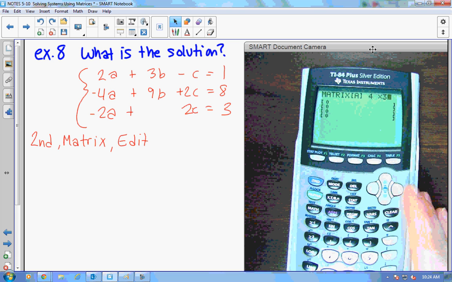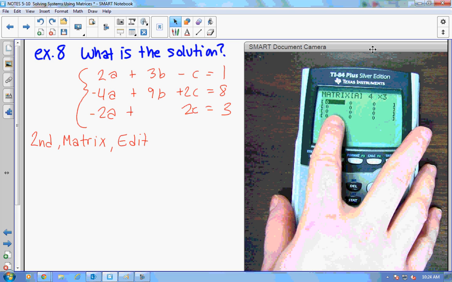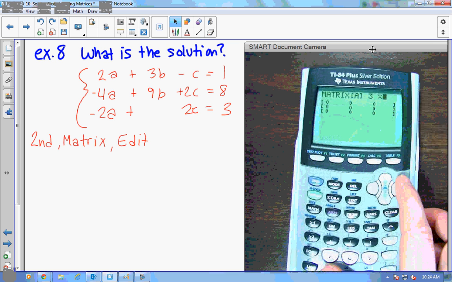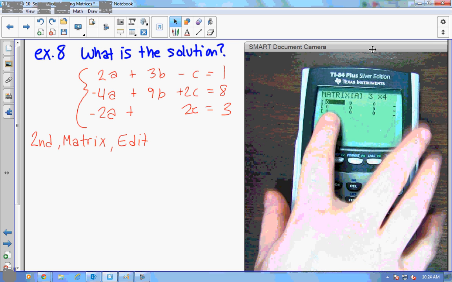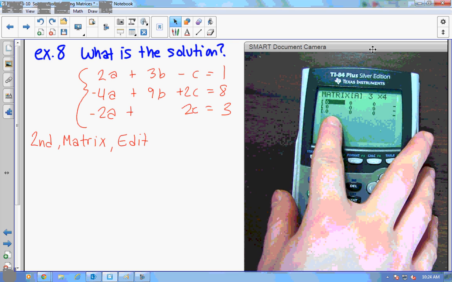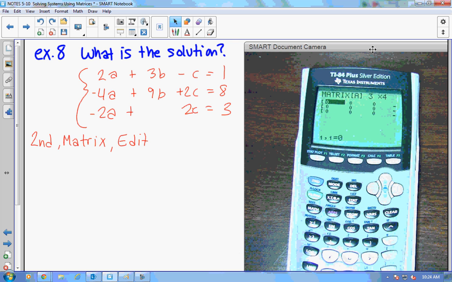4x3, see it starts making it. Let's make sure that's right. Is that what we want? No. So you should do 3x4. Oh, now we only have 3 rows. So it's row first, and then column. Same thing as the order we were talking about earlier. Row first, and then column.